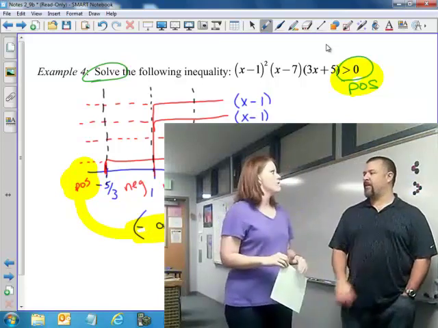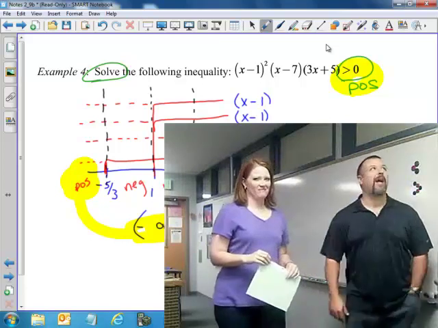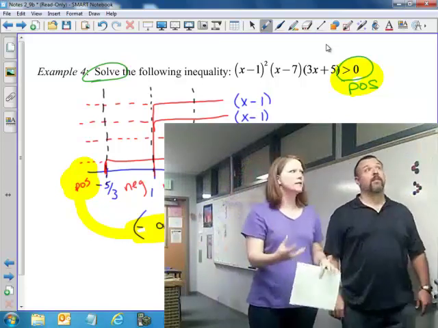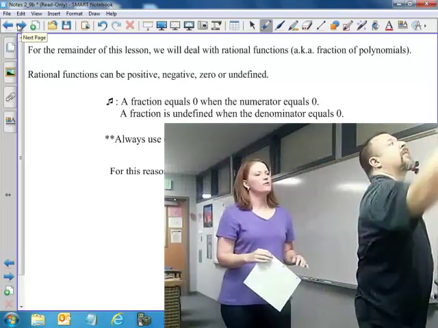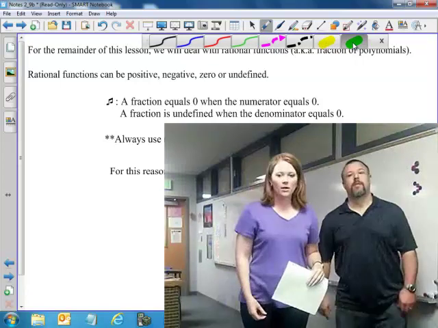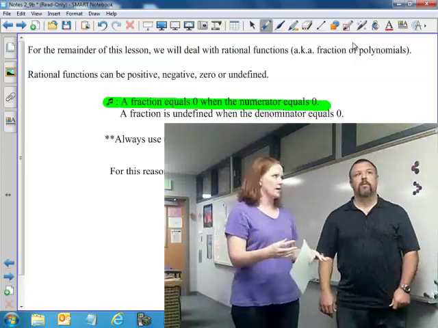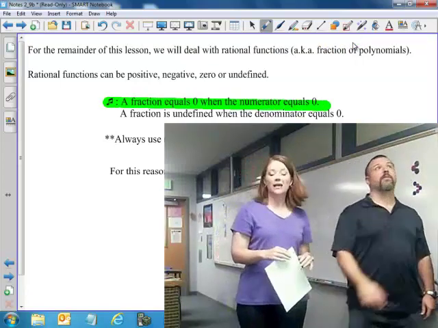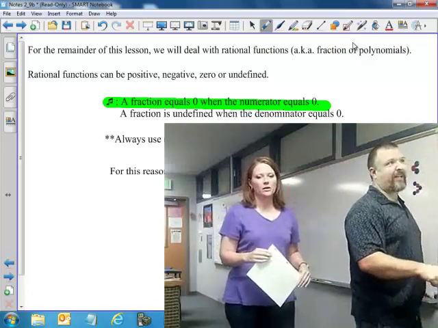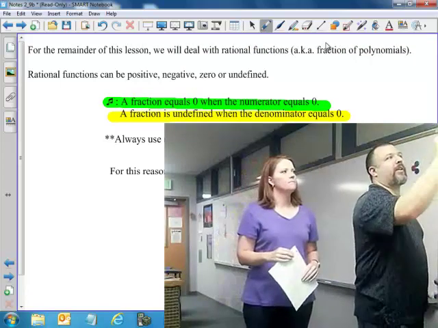So that was for a polynomial. But we just got done dealing with what kind of functions? Rational functions, which were a polynomial over a polynomial. So a couple of things to really remember here. When does a fraction equal 0? When the top is 0. But what else can happen on fractions? Well, you can't divide by 0. So they are undefined when the denominator is 0.